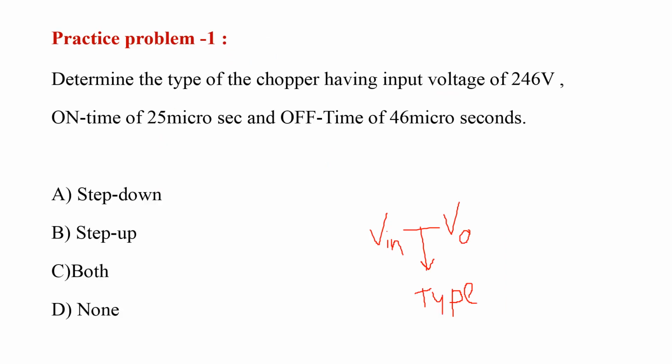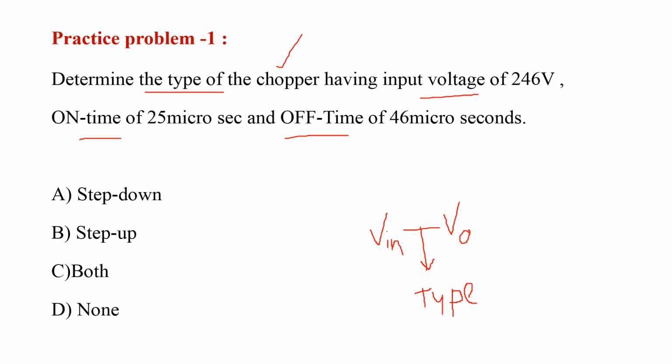In previous videos, I have given some problems for your practice. I think everyone completed those problems. If completed, please check your solutions with the given solutions. The first problem depends upon the choppers: we have to determine the type of the chopper using the given data. The given data is the input voltage, the on time of the chopper and the off time of the chopper.